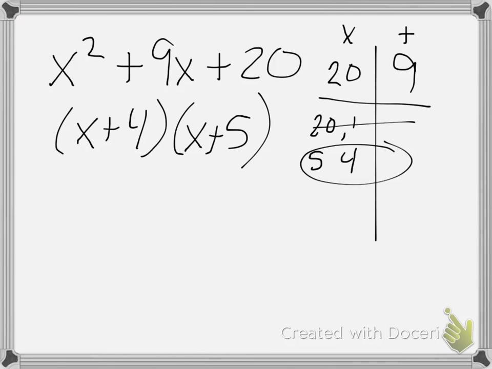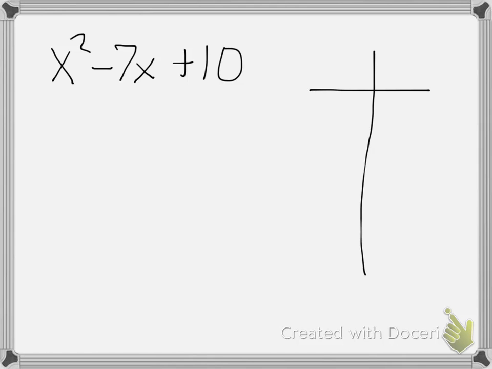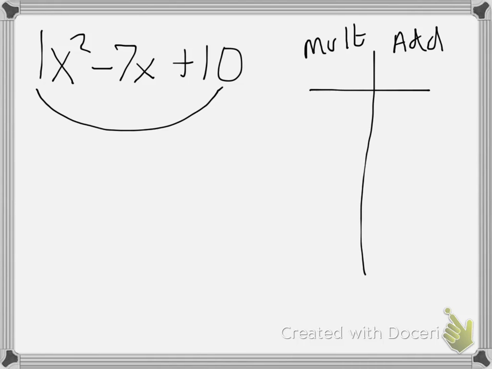What about if these aren't positive? What about if it looks like this? X squared minus 7x plus 10. So that makes it a little different. Makes it a little more difficult. You can handle it. It still multiplies to 10, but it adds to negative 7. You got to watch those signs.